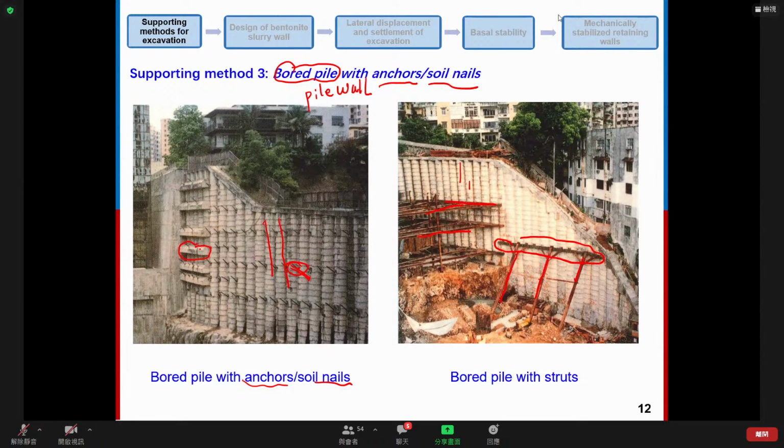Okay, let's continue. First, let me resume the recording. So here we have another question: is it also common to use bored pile walls with soil nails for excavation work in Hong Kong? Okay, this is also a very good question.